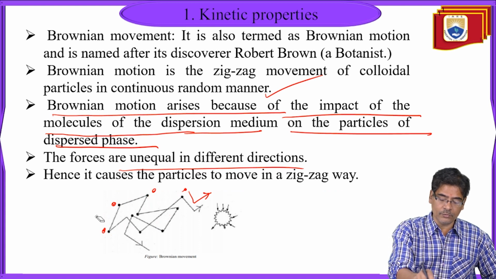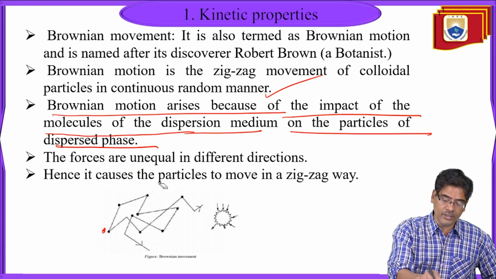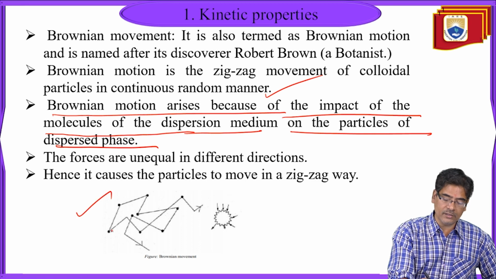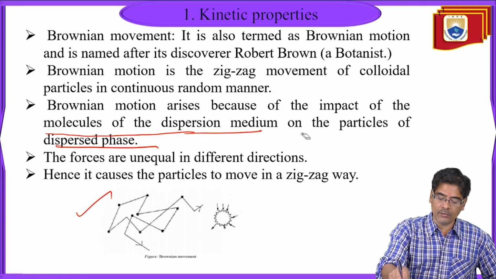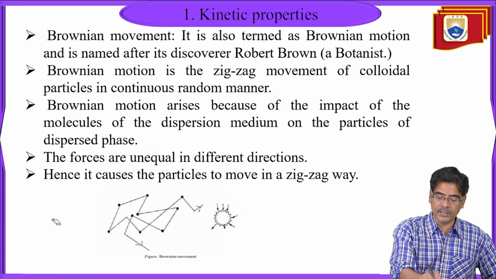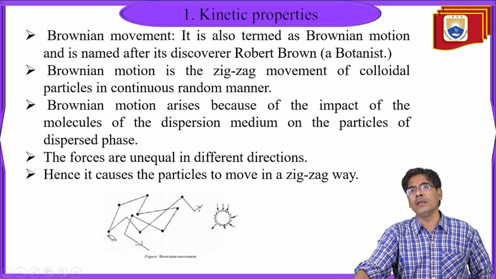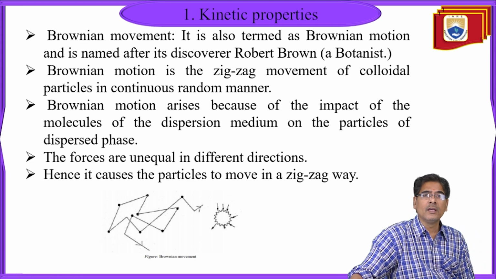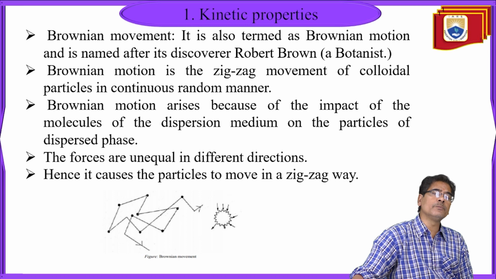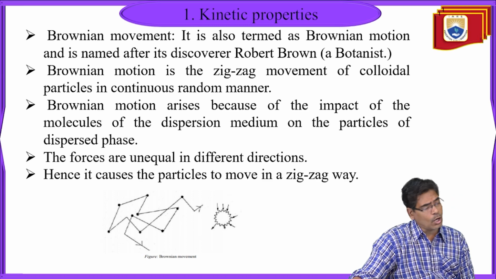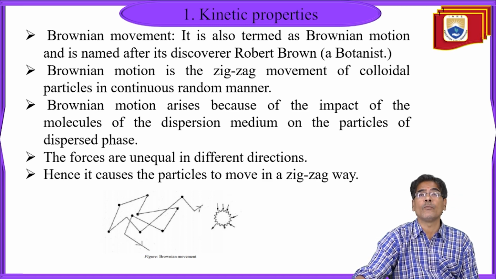So this is the motion we can see here. If you see from this figure, these are particles that move in different directions in a zigzag way. Hence, it causes the particles to move in a zigzag way. That's why when people speak about kinetic properties, they need to talk about the Brownian motion, Brownian movement.